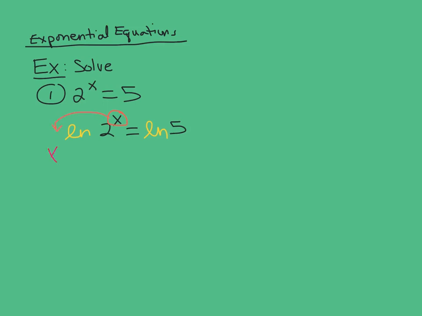So that's going to give me x times ln of 2 is equal to ln of 5. And if I divide both sides by ln of 2, I get x equals ln 5 over ln 2. And I can evaluate that using a calculator. It's going to be approximately equal to 2.322. So that's one way to do it.